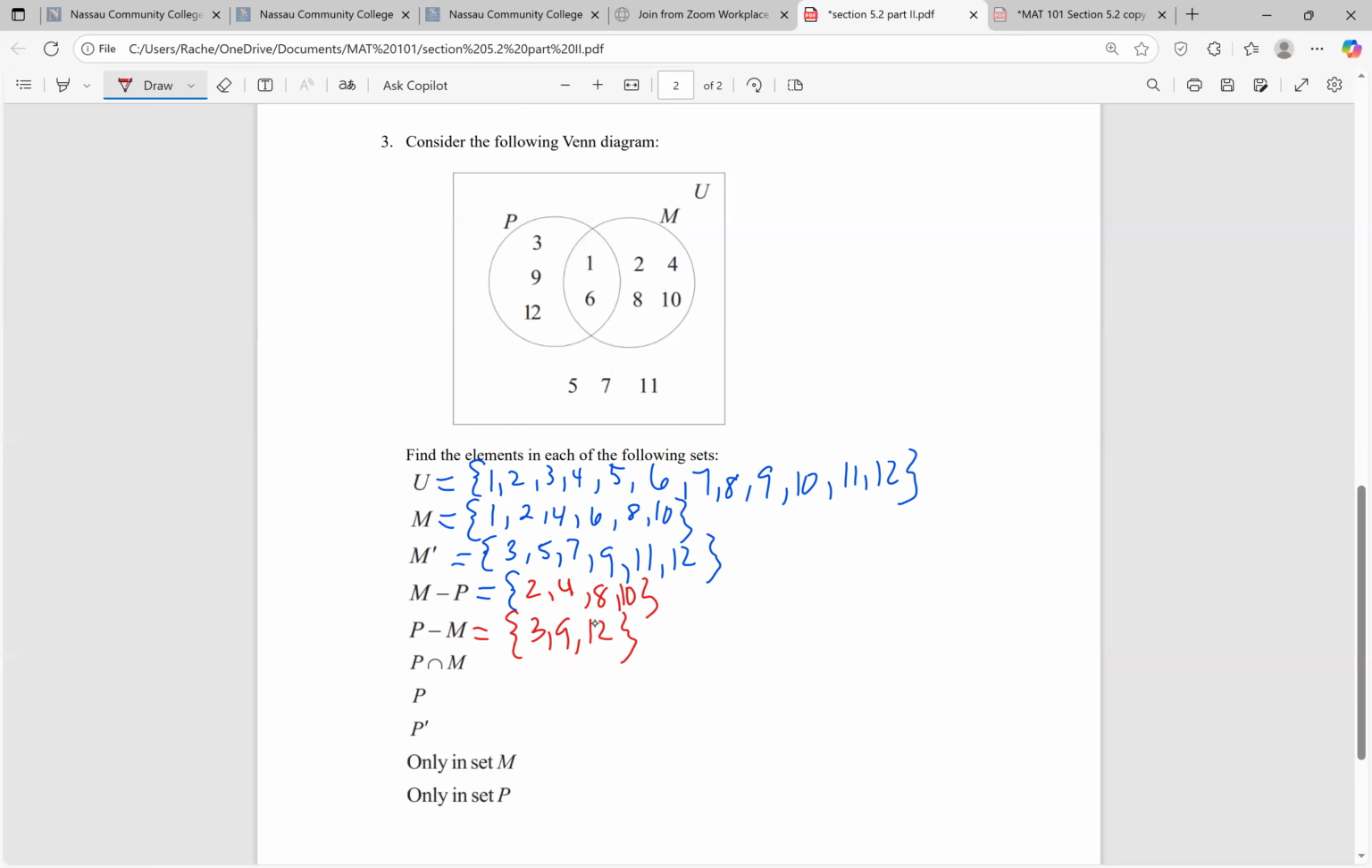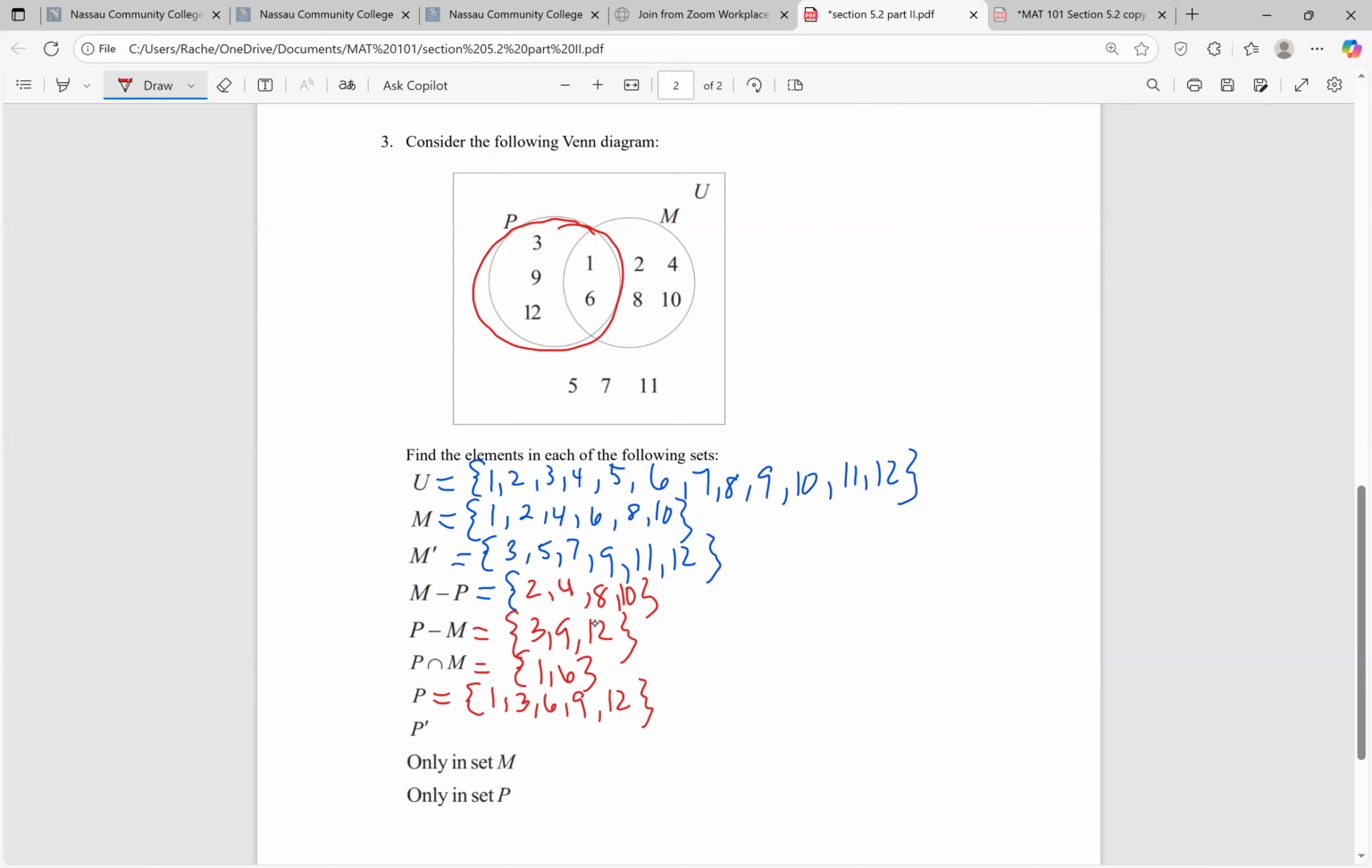So the next question is, what's the intersection of set P and set M? So it's going to be where they overlap, right? So that's going to be 1 and 6. Now we want to list set P. So what's in P? So P is everything in this circle, right? So it's going to be 1, 3, 6, 9, and 12.